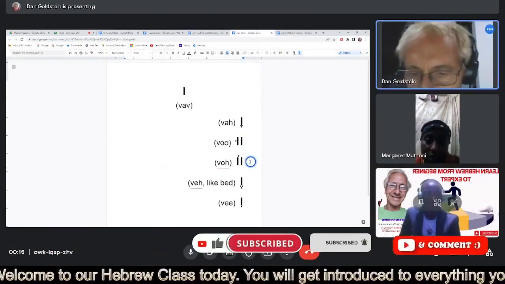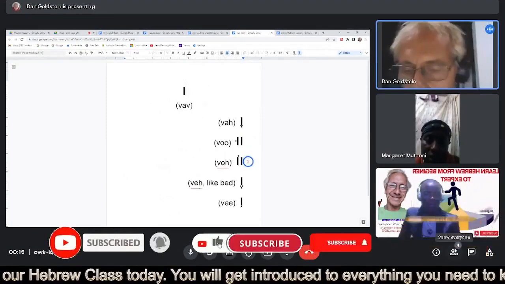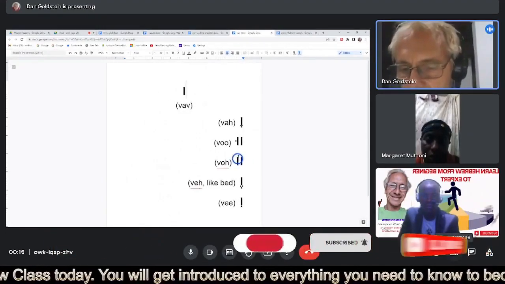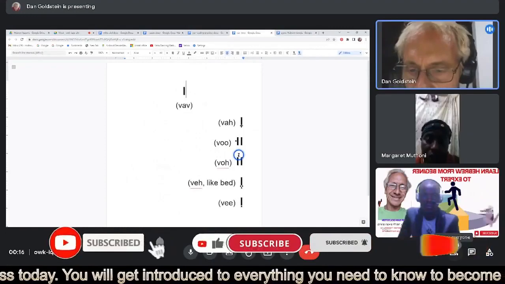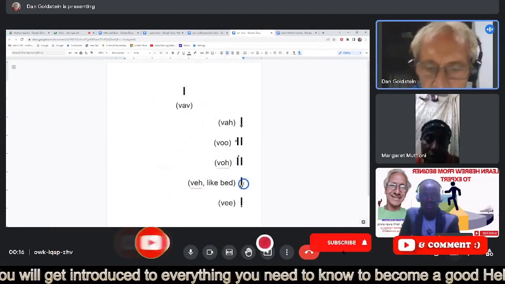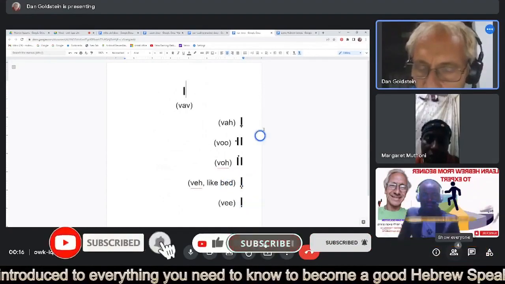Likewise, the next pronunciation is vo, and the first instance of the line is a vav, and the second instance of the line with the dot over it is the vowel o. So we get vo, then ve, and then vi.